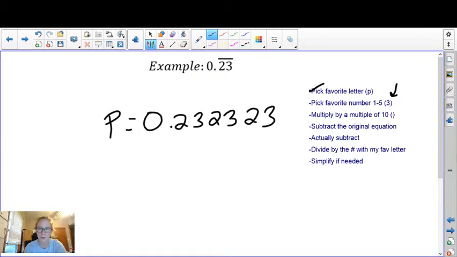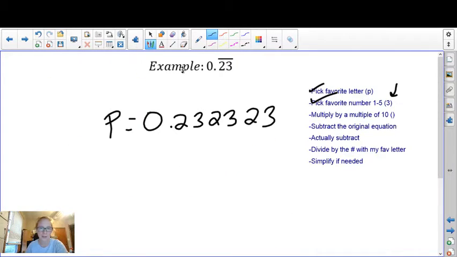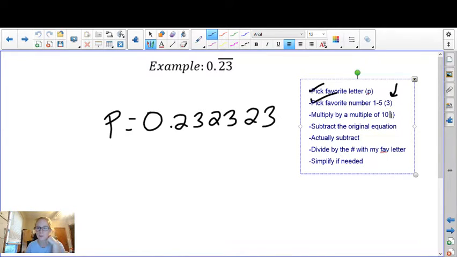Okay, so I've got that part. Multiplied by a multiple of 10. Now in the last example, I multiplied by 10 because I only had that one repeating digit. However, I have a 2 and a 3, so now I have 2 repeating digits. So instead of multiplying by 10, I'm going to multiply by 100.